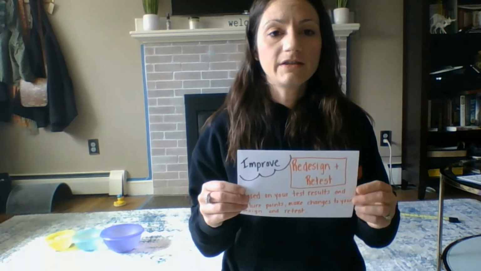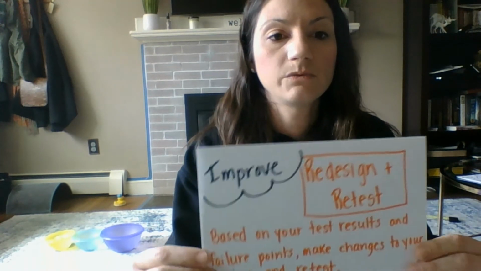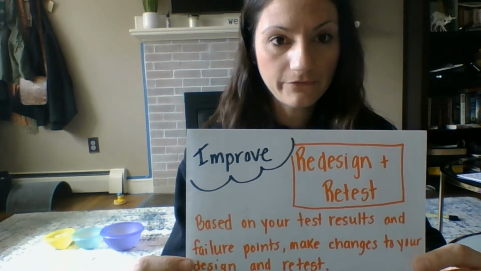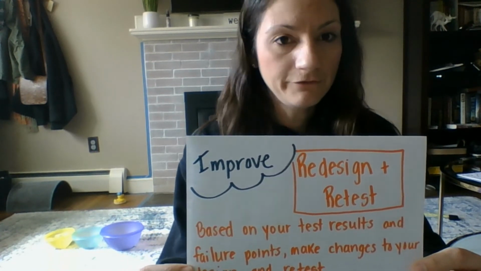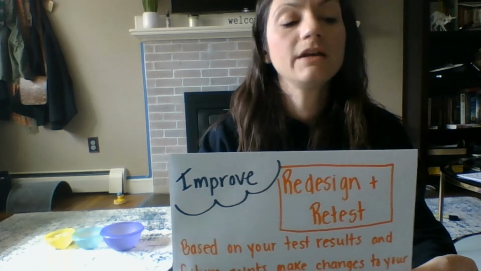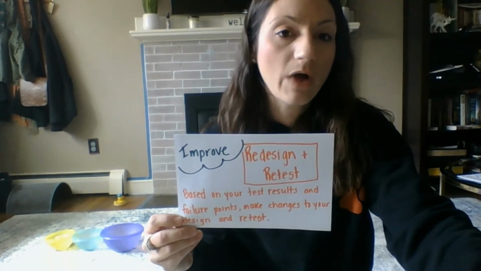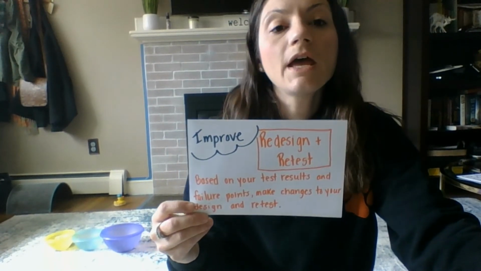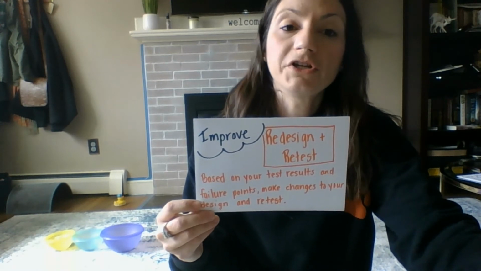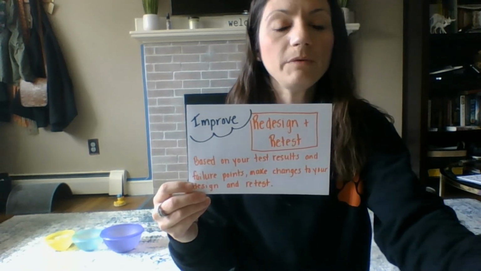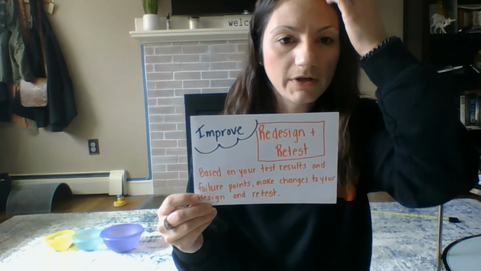Okay? So after we do our original design and our tests, we're going to take a look at the next step in the engineering design process, which is to improve, right? So we always have room for improvements, and we take a look at what worked well for us in our catapult, and we determine what we might want to change, right, based on what our failure points were.